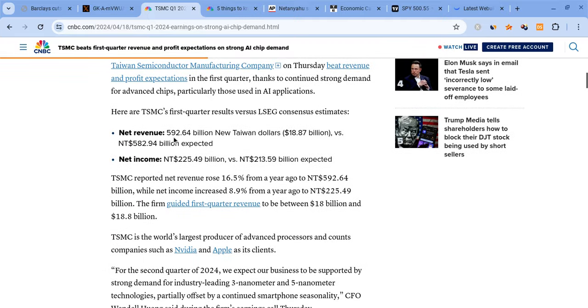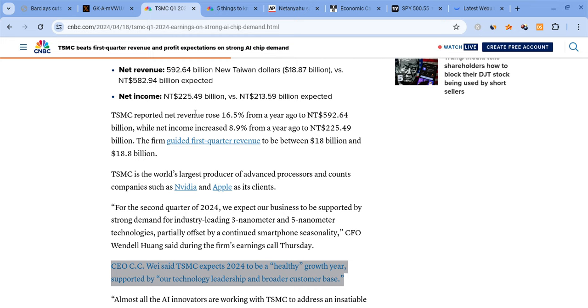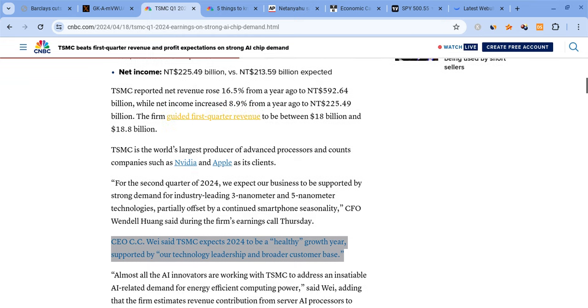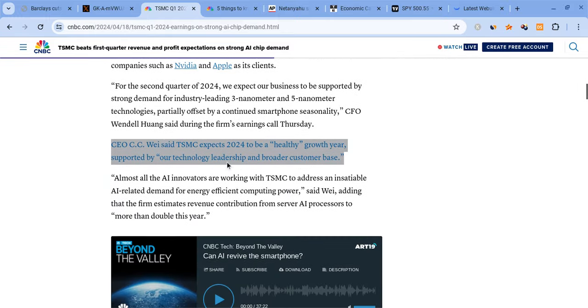So we saw their net revenue beat with $18.87 billion. Net income was also a beat. Net revenue rose 16.5%, which is not bad. And then they also guided the first quarter revenue to be between $18 and $18.8 billion, which they ended up meeting, which is not bad whatsoever. Moving forward, they're expecting a healthy 2024.